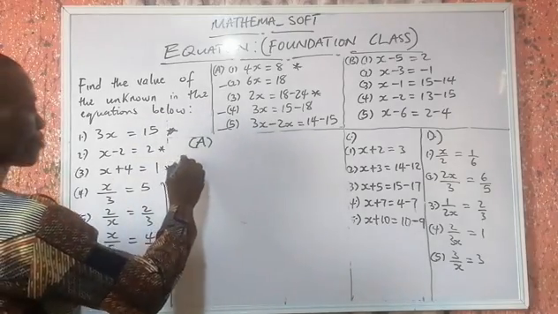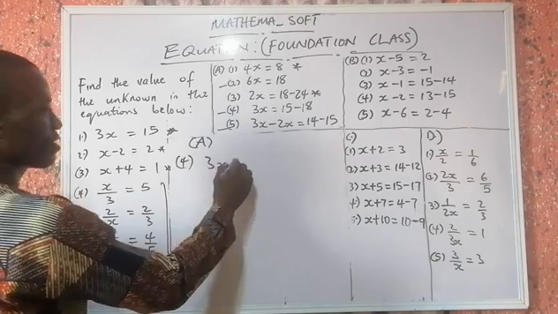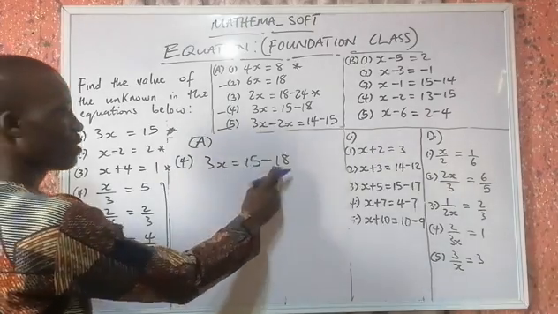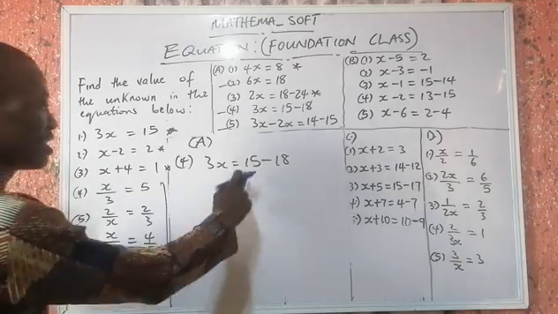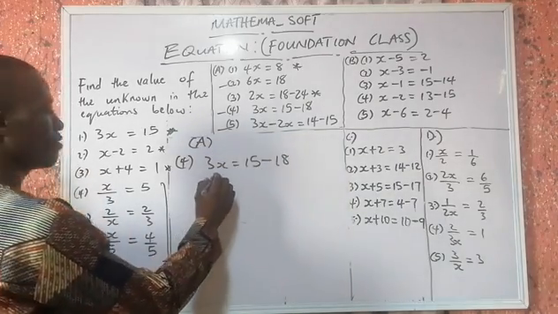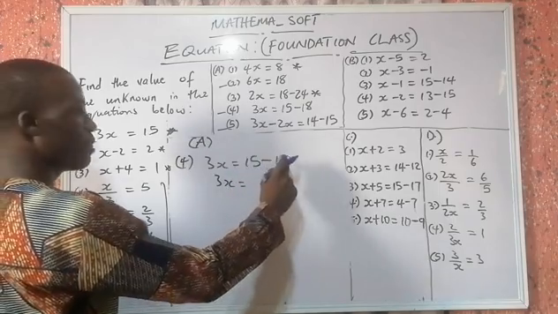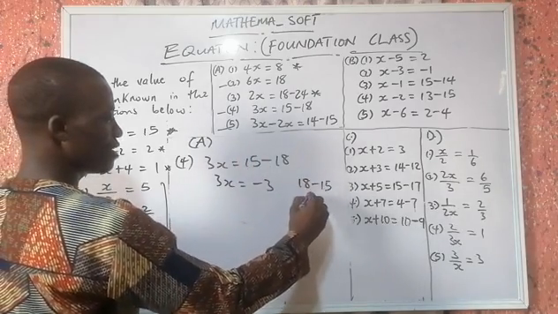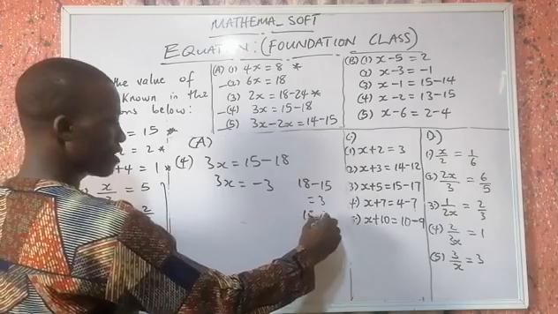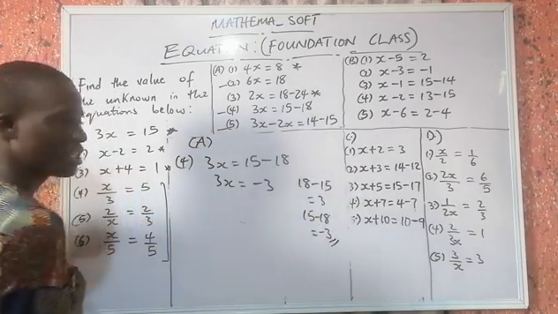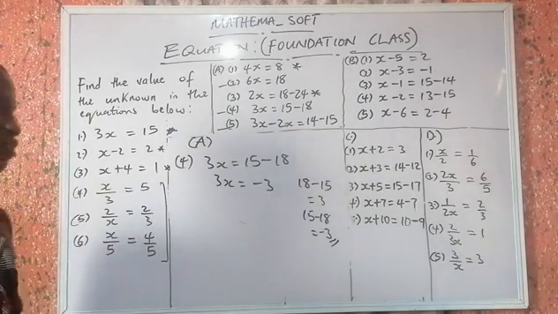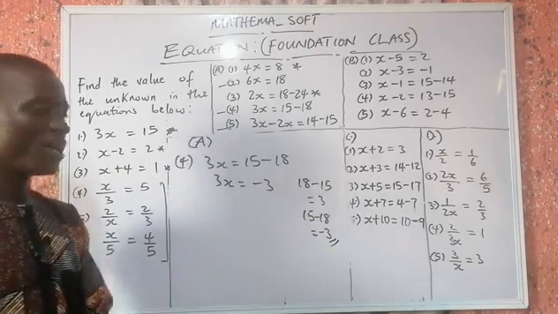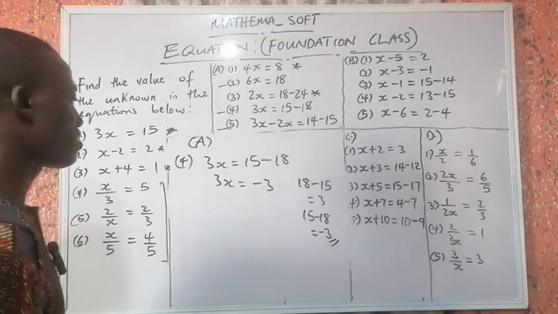Number 4. If I have a question like this, it means that I must first carry out this because they are like terms. This is a number, this is a number. So I will have 3x equals 15 minus 18 will give me minus 3. Don't forget that 18 minus 15 will give you 3, but 15 minus 18 will give you minus 3. Check the previous foundation class where I've explained something like this to solidify your knowledge in this area if you are still struggling with it.